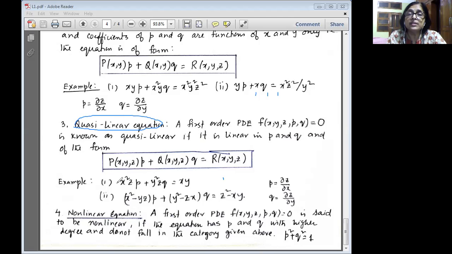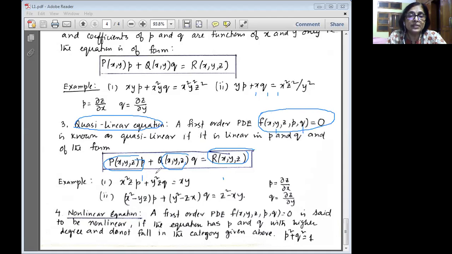And what is quasi-linear? The definition of a quasi-linear equation: again, if it is a first order differential equation of this kind, it is known as quasi-linear if it is linear in p and q, so the degrees of p and q are 1 and 1. But the coefficient of small p, the coefficient of small q, and the right hand side R(x,y,z) can all be functions of z, and z has no restriction on the degree. So z can have any degree, but p and q should have degree 1.